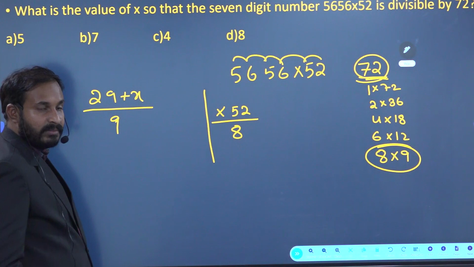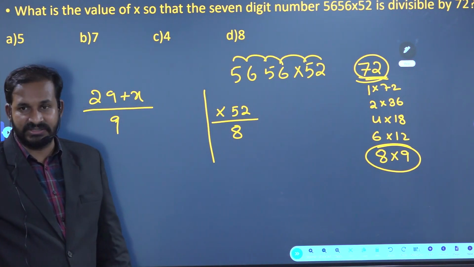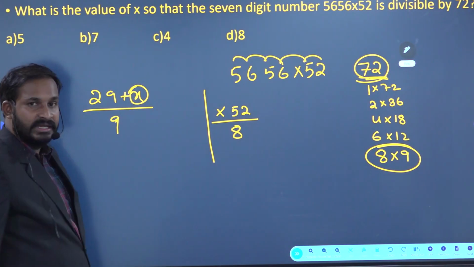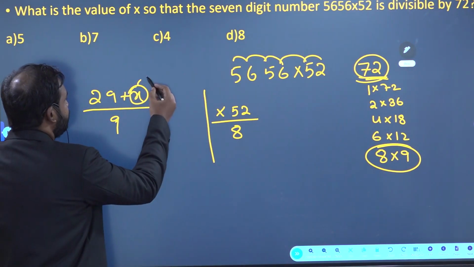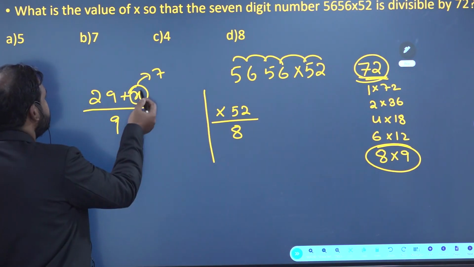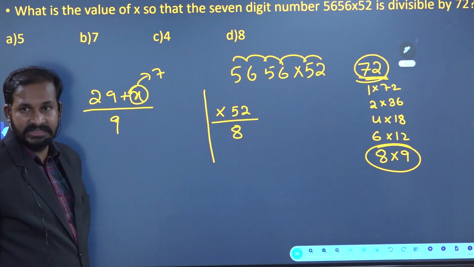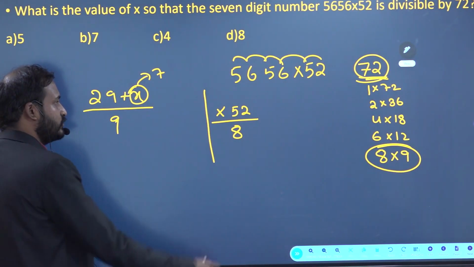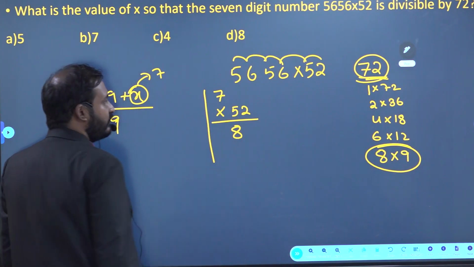So 29 plus x should be divisible by 9. Now tell me what values of x I can take. 29 means I can take this value as 7, so that it becomes 36 and it is divisible. Apart from 7, can I take any other value? No, I don't have any other choice. So for x, I can take definitely 7.